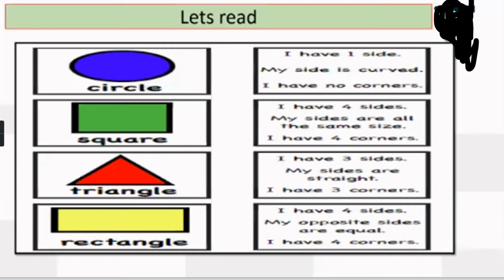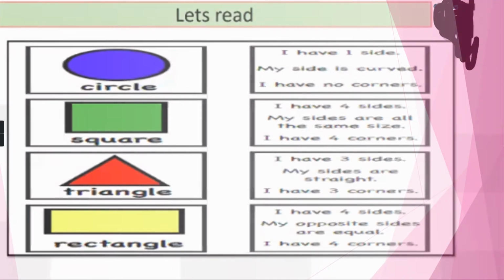Triangle says, "Hello, I have 3 sides. My sides are straight. I have 3 corners." Rectangle says, "Hello, I have 4 sides. My opposite sides are equal. I have 4 corners."